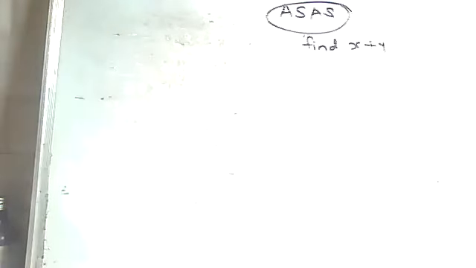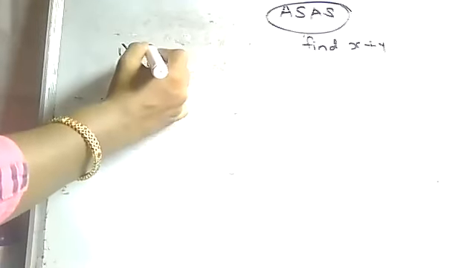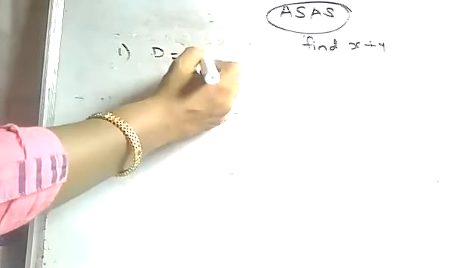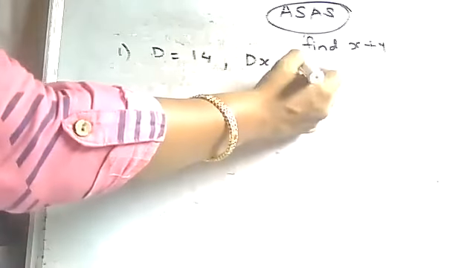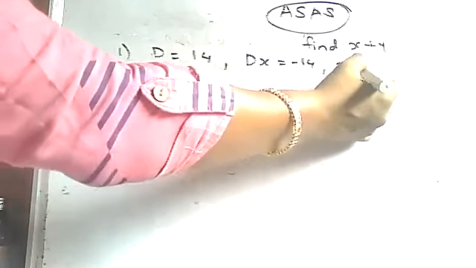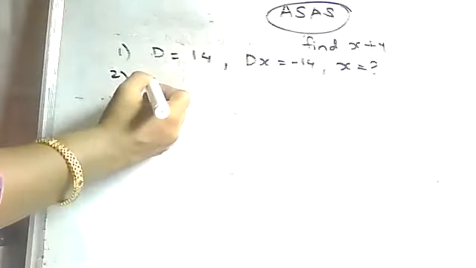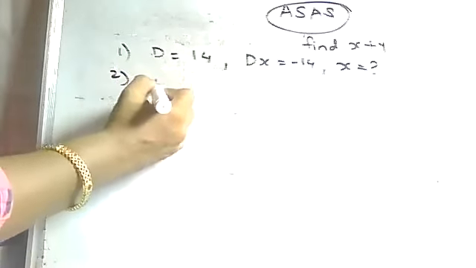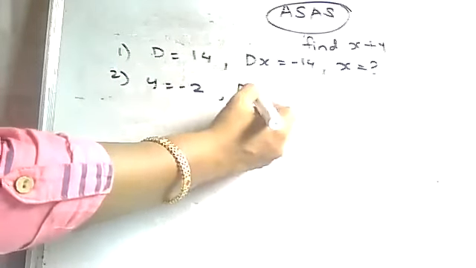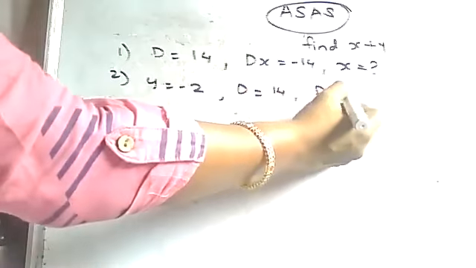I'm giving you exam random questions now to solve. Suppose D is equal to 14, Dx is equal to minus 14, x is how much? Second, I am giving Dy is equal to minus 2, D is equal to 14, y how much?